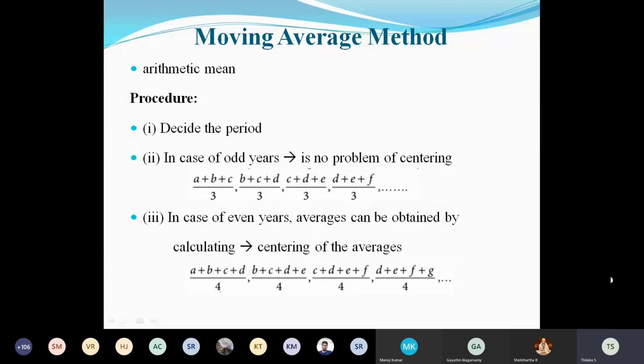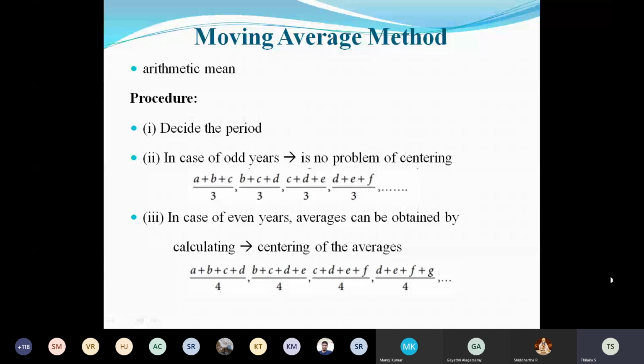Okay. So in the case of odd years, there will be no problem of centering, because those are odd years. So the center single year will be available. So you have to write it in the middle year. If it is the case of 4 years, starting from 4, 6, 8, that means even years, then the averages should be like this: A plus B plus C plus D by 4. First 4 years, 1, 2, 3, 4 divided by 4, is the average. The second set starts from the second year, 2, 3, 4, 5 by 4. Likewise, the third set starts from the third year, 3, 4, 5, 6 divided by 4.